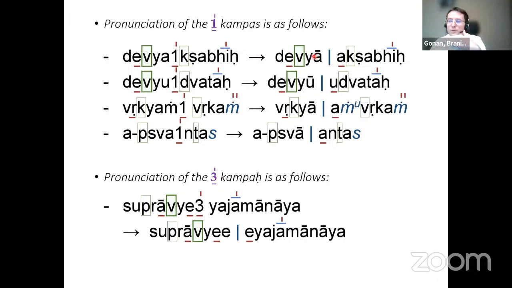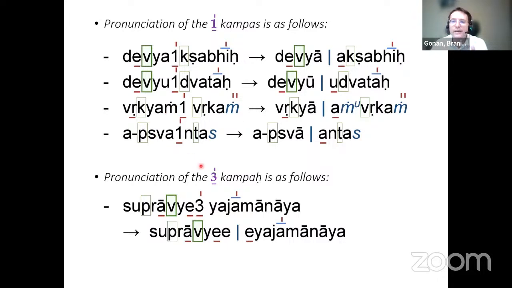But first we start with udata, and then when we split this word, devyakshabhihi, right? For example, the second example of the same kampa, devyu udvataha. Again, this u sound became elongated. Devyu, pause, and then anudata, udvataha. Okay, devyu udvataha. The same here, and then we will go further.